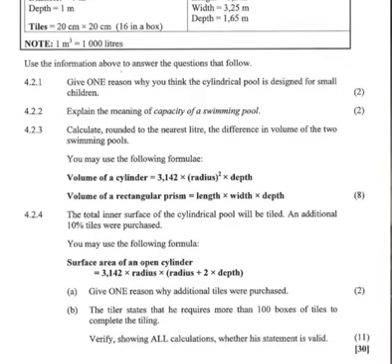4.2.4, we're having A and B. The total inner surface of the cylindrical pool will be tiled. An additional 10% tiles were purchased. You may use the following equation. Surface area of an open cylinder is equal to 3.142 multiplied by radius, times radius plus 2 multiplied by depth. A, give one reason why additional tiles were purchased.